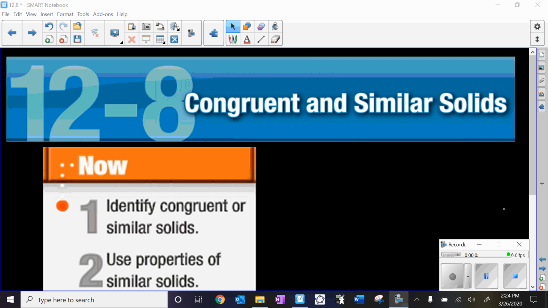The last section in chapter 12 is going to look at congruent and similar solids. The first objective will have us try and identify the difference between congruent and similar solids, and then we'll really look at properties of similar solids, because those are going to have the most relationships that we can deal with.